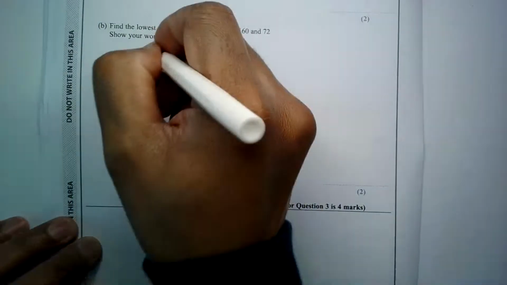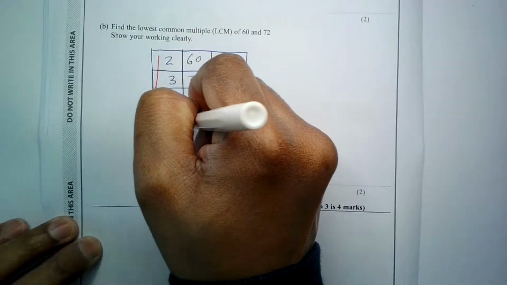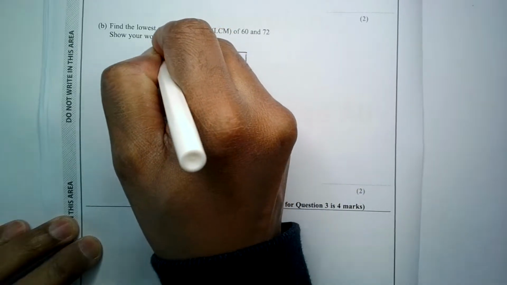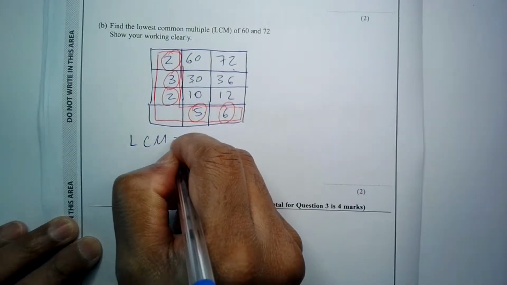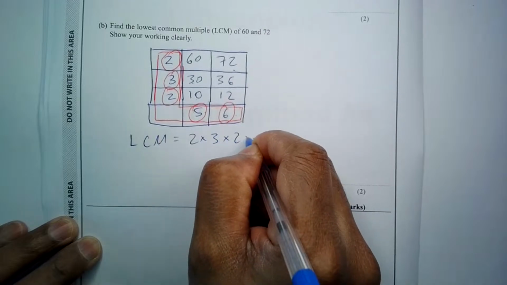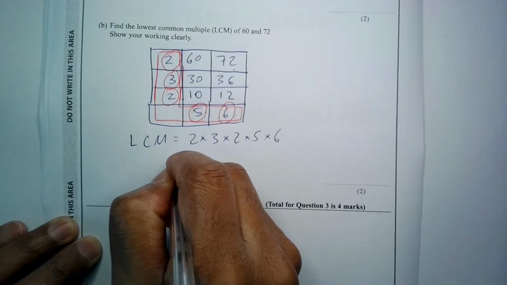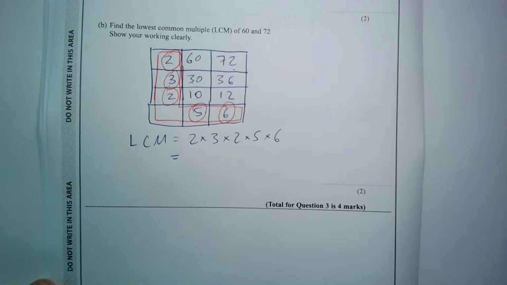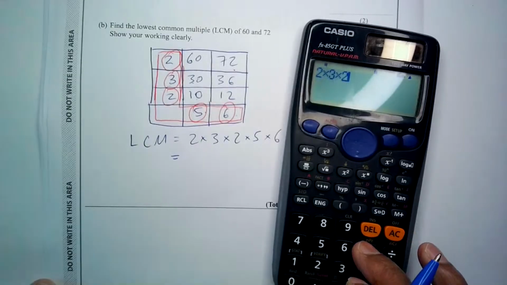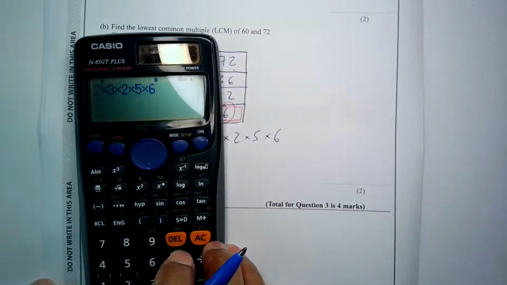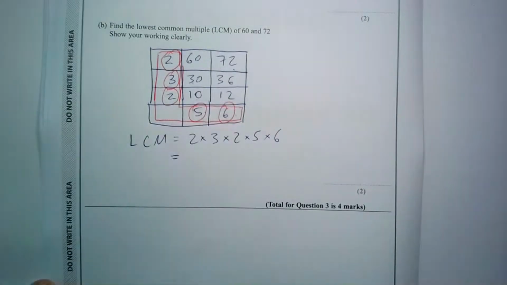So my LCM is, my L here, so I'm going to be multiplying all of these numbers together. LCM equals 2 times 3 times 2 times 5 times 6. Put that in your calculator, and that should come to, 2 times 3 times 2 times 5 times 6, and that gives us 360. Okay.